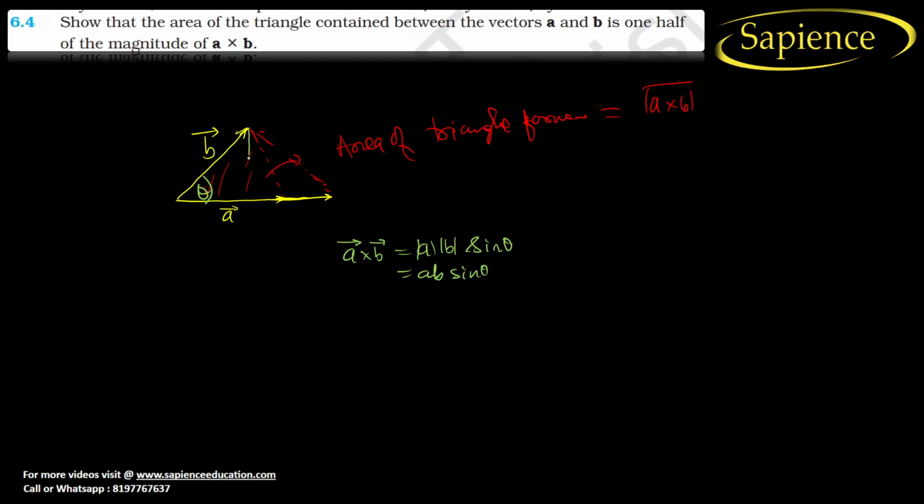Now if we talk about this height, let us consider this is the height. So this height h is equal to how much? If this is theta, then as per the vector rules we know that this is b sine theta. So in place of b sine theta, we can put here a into h. Okay, so we can put here a into h, right?